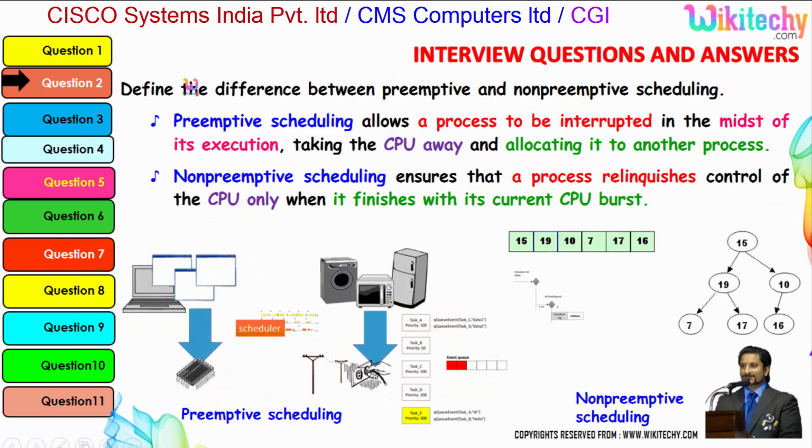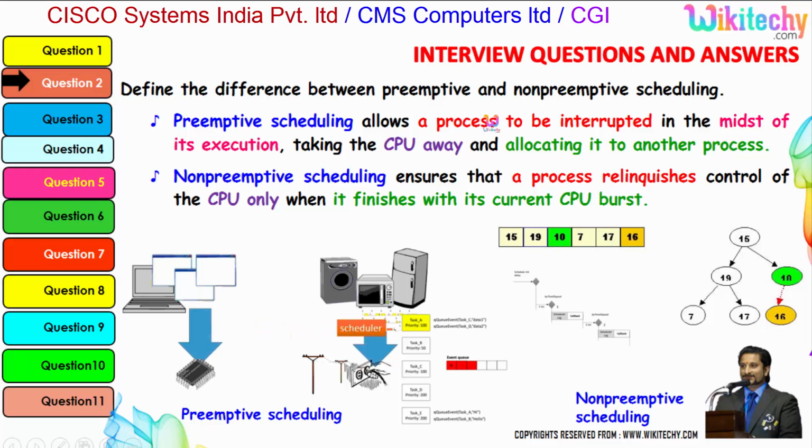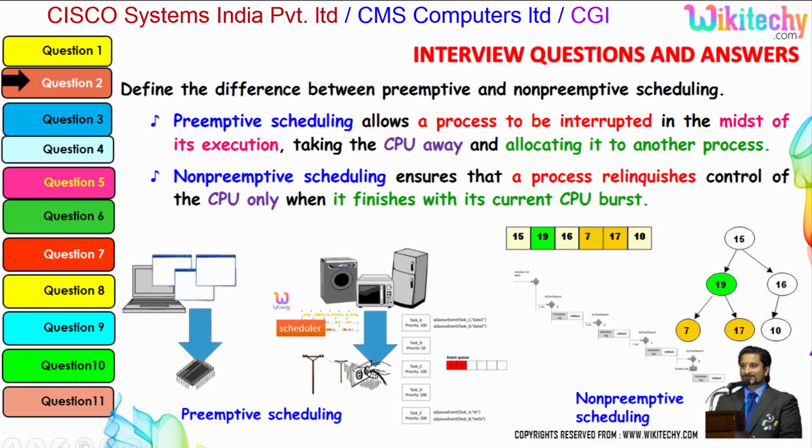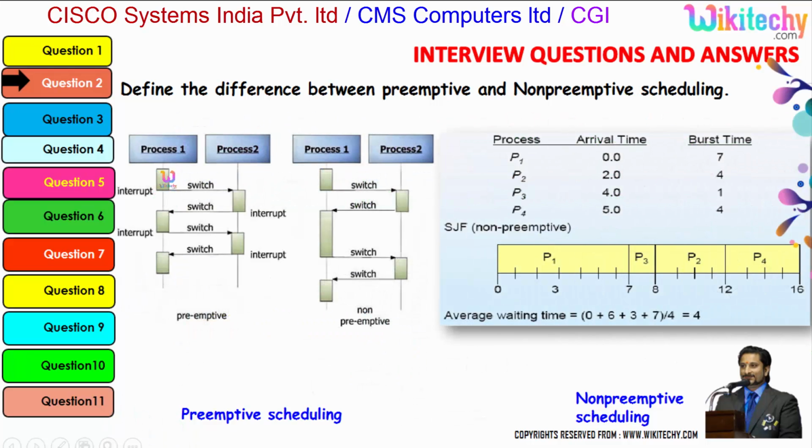Now let's talk about the differences between preemptive and non-preemptive scheduling. A preemptive scheduling is nothing but, you can see this one, I have my process 1 and process 2. Once process 1 is executing, if process 2 comes into the picture, automatically there is an interrupt. It switches over to process 2, executes for some time, switches back to process 1, executes, switches back to process 2, executes. This is called preemptive scheduling.